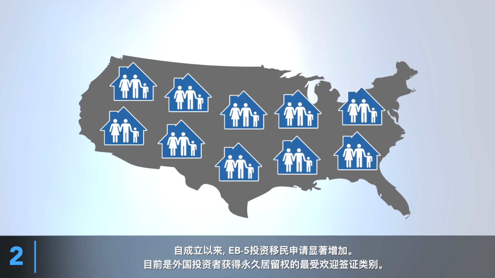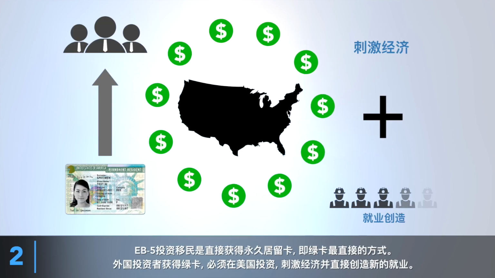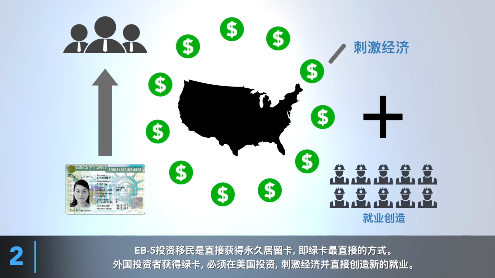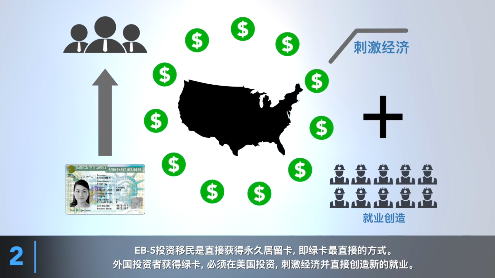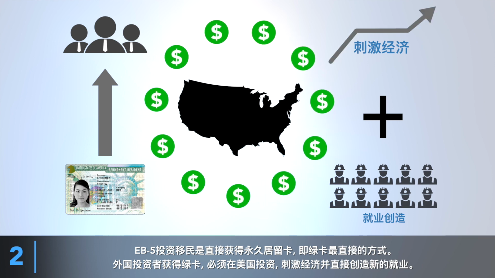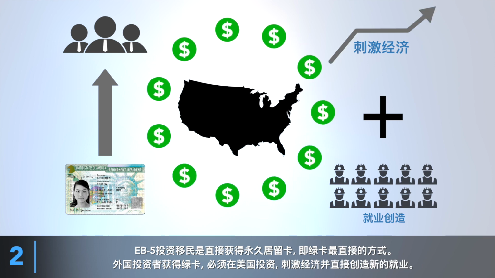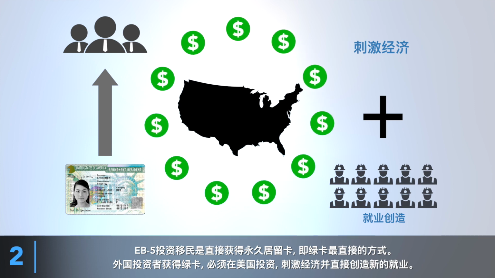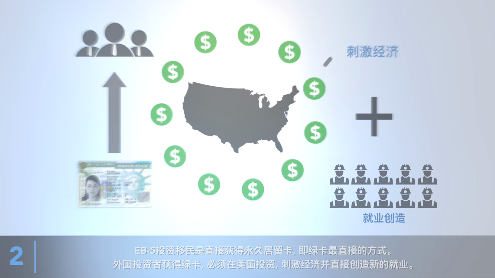Since its inception, the EB-5 program has expanded significantly. It is now the most popular visa category for foreign investors seeking expedited permanent residency. The program provides a direct way to obtain a permanent residence card, commonly referred to as a green card. To obtain a green card, foreign nationals must invest money in the United States, stimulate the U.S. economy, and directly create new jobs.